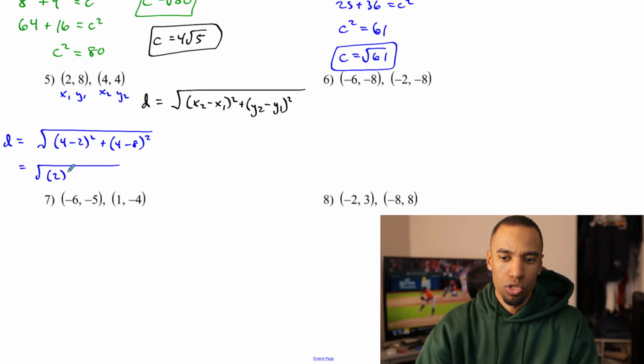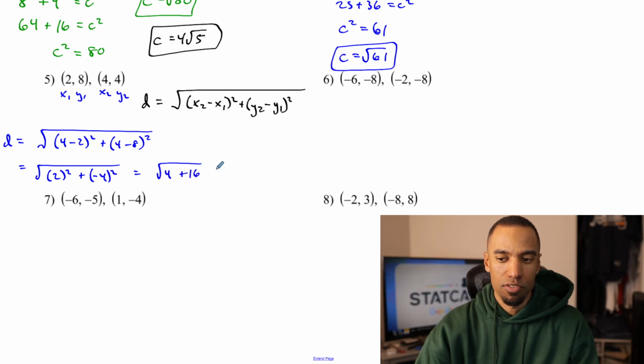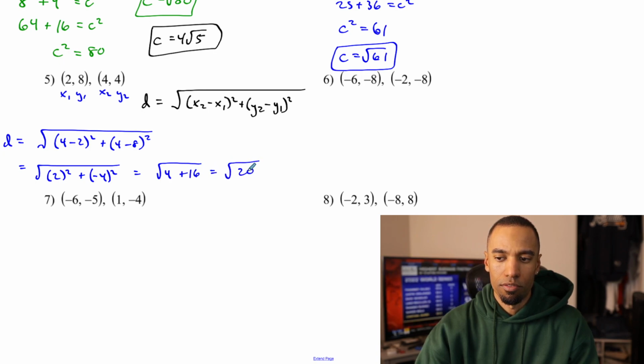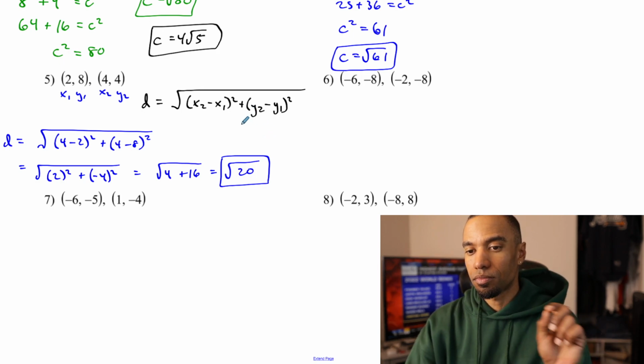4 minus 2 is 2. We're going to square that. 4 minus 8 is negative 4. We're going to square that. 2 squared is 4. Negative 4 squared is still a positive 16. And I'm going to get the square root of 20. That is my distance. Not the midpoint, but the distance.